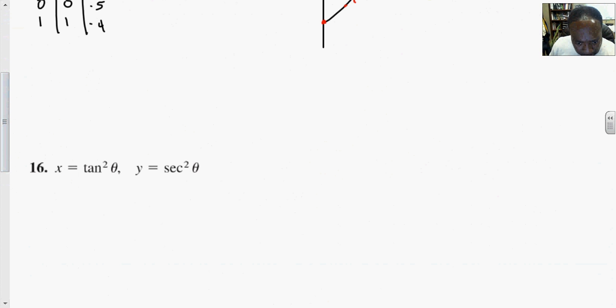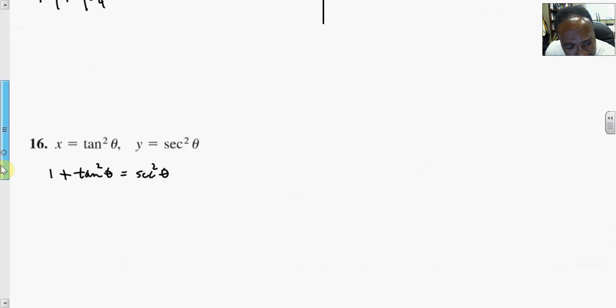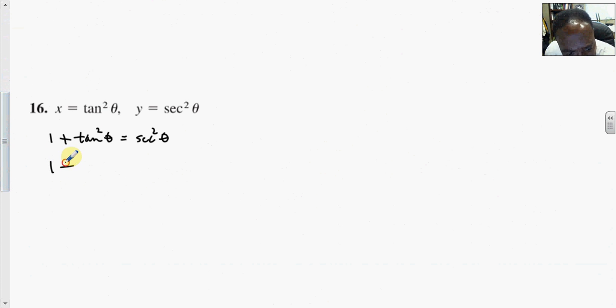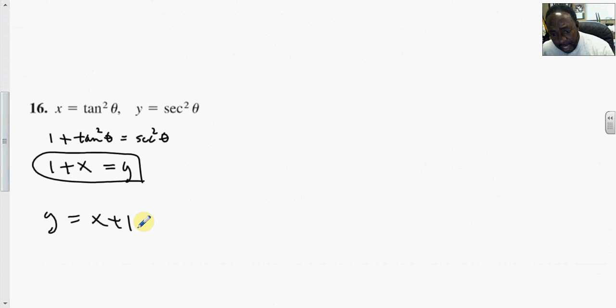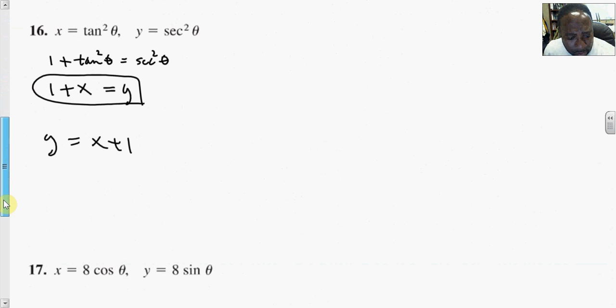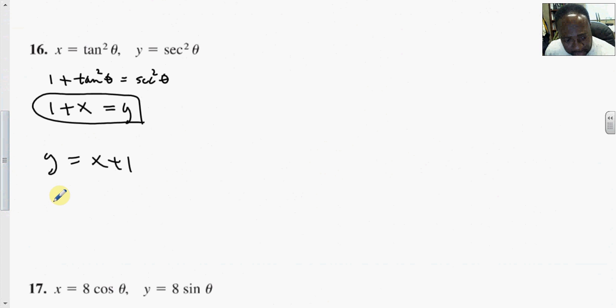Let's look at this one. Well, tangent square and secant square relate in this accord that 1 plus tan square theta is equal to secant square theta. So we get 1 plus tan square is x, that's equal to y. So we can write this as y is equal to x plus 1. Just a straight line. But now, what about the direction?